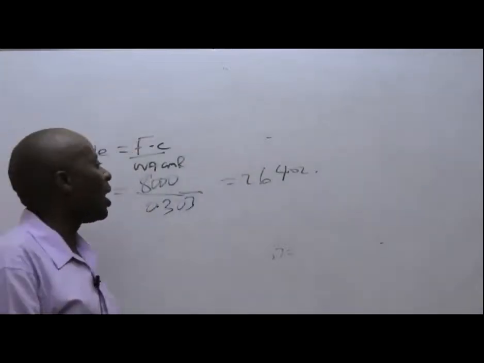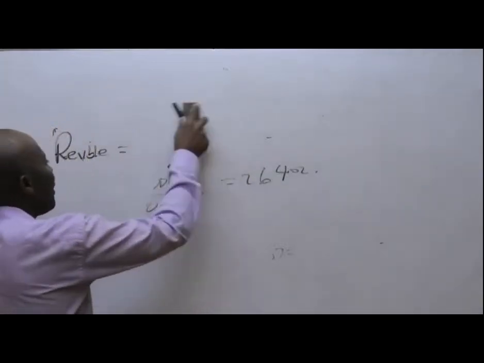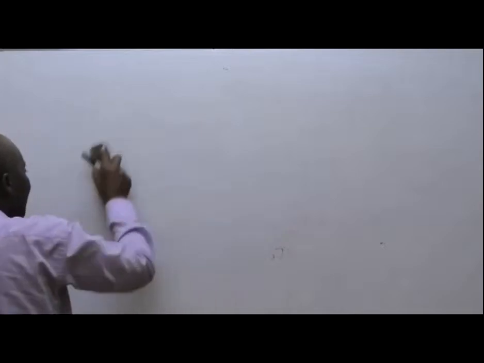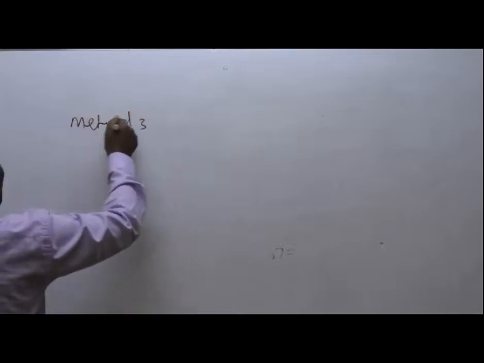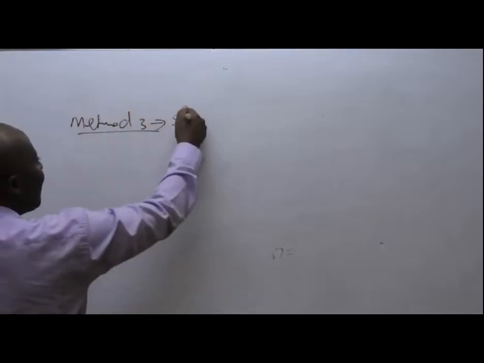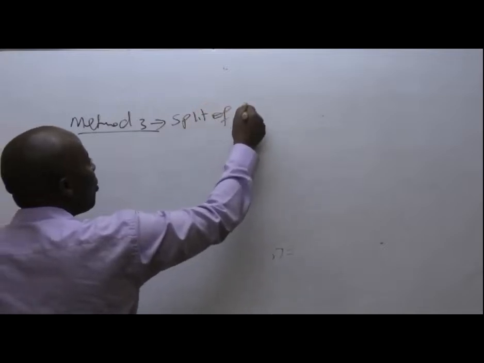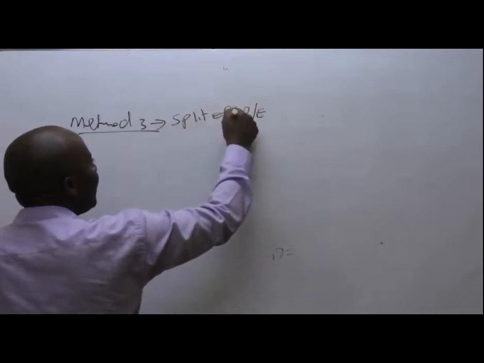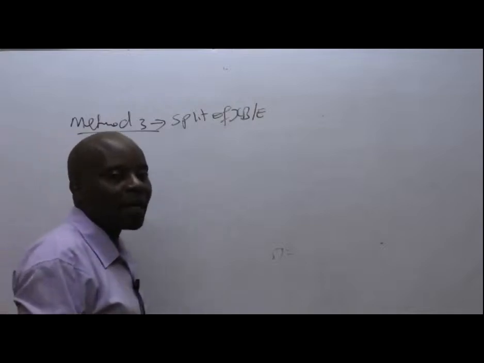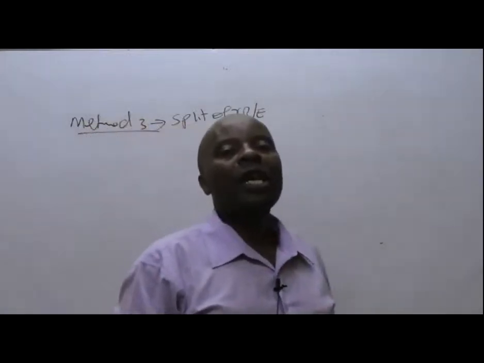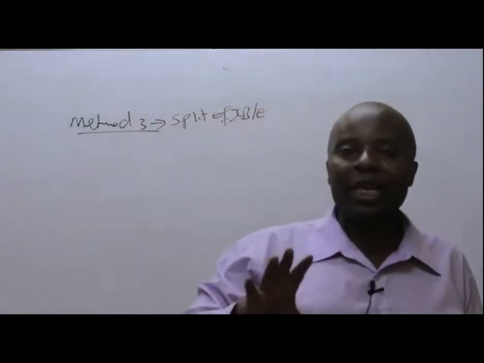Now here we are. The other method, which is method number 3. So this method number 3, very popular, is the split of the break even, the split of the X break even into the various products. We split the X break even.